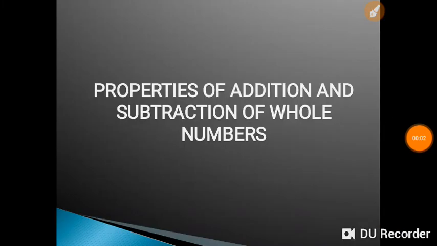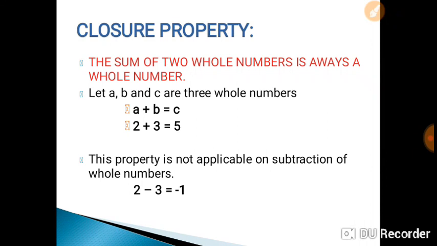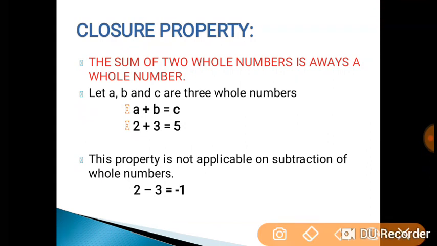Now as you understand about whole numbers, let us talk about properties of addition and subtraction of whole numbers. The first property is called the closure property, which says that the sum of 2 whole numbers is always a whole number. Consider an example. Let A, B and C be 3 whole numbers. So when you add any 2 of these whole numbers, suppose A and B, the result is also a whole number, which is represented by C. For example, 2 plus 3 gives you 5, where 2, 3 and 5 all are whole numbers.